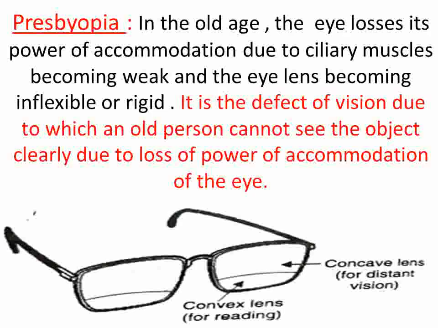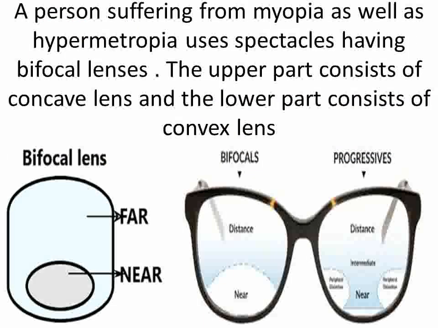This is used by the person suffering from myopic eye as well as hypermetropic eye. Again, there is a diagram for it: the upper portion of the lens is for the far object, and the lower portion is for the near object. This is known as a bifocal lens. Progressive lenses are also available nowadays.